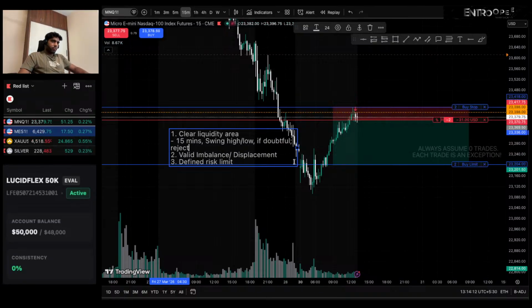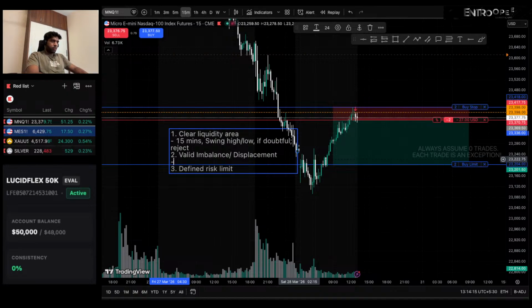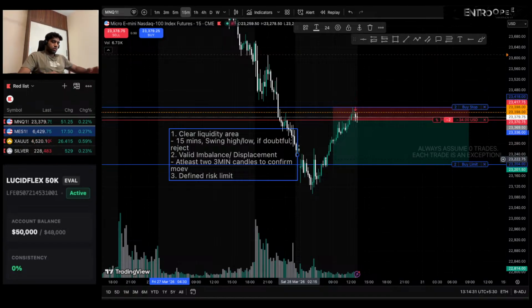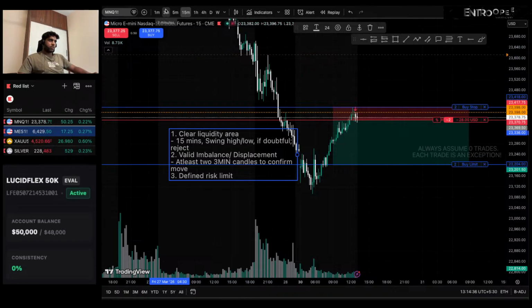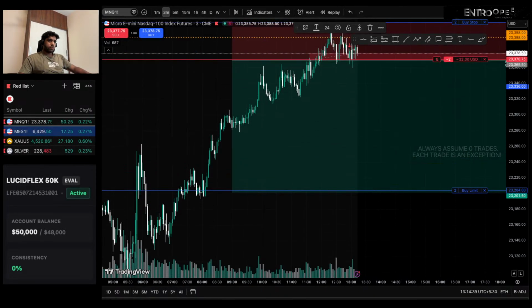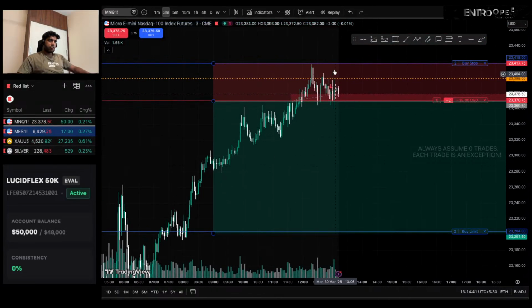Now, valid imbalance or displacement. For this, I would need at least two 3-minute candles to form and confirm the move. Now, how do these 3-minute candles confirm? I'll show it to you right here. If you look here, I have 3 minutes, actually four 3-minute candles showing good displacement to the bottom. So that's what I want as a confirmation.